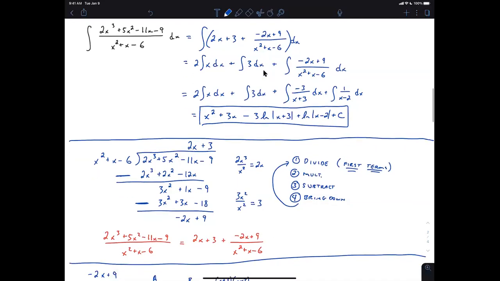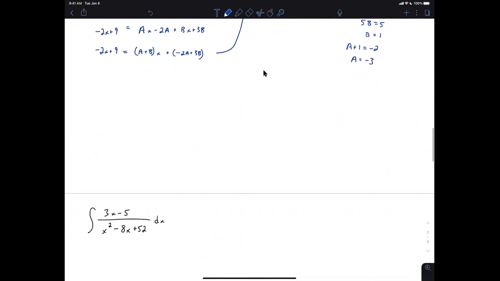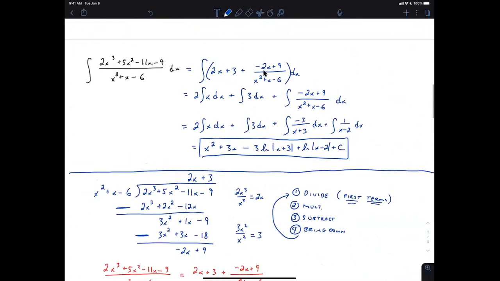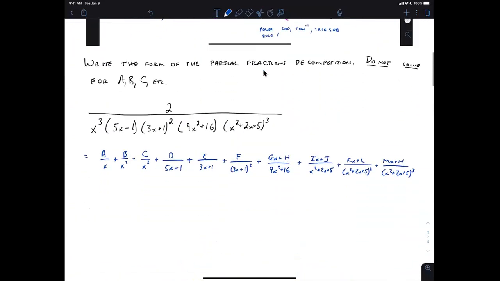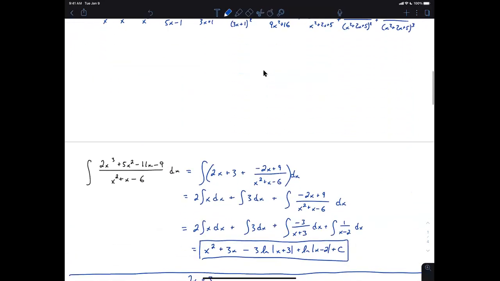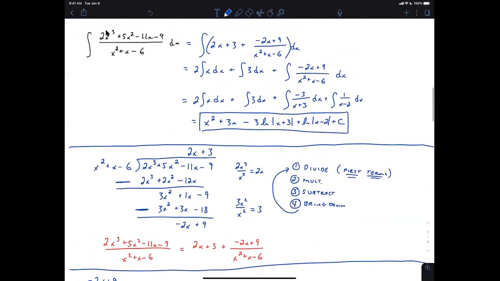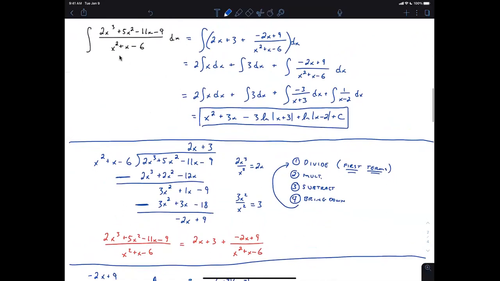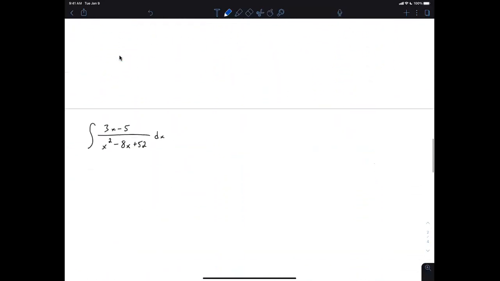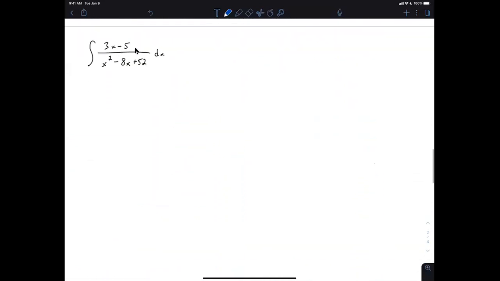All right. Okay, so kind of what we want to talk about today is just the general decomposition. So how we deal with that. We want to talk about what do you do when the degree of the top is bigger or if the degree of the top is the same. And now I want to talk about what do you do if you have an irreducible quadratic in the bottom and if there's a middle term on that irreducible quadratic.